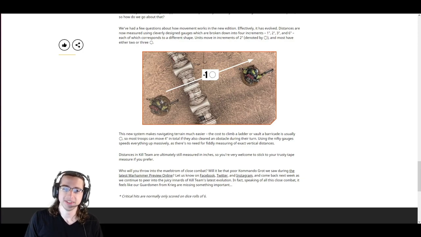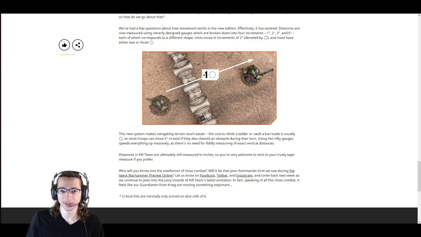And then, of course, it says distances in Kill Team are ultimately still measured in inches, so you're very welcome to stick with your trusty tape measure if you prefer. So everyone out there who's freaking out about these gauges, are they proprietary? What's going on here? The measurements are still in inches. You can still use your tape measure. You don't have to. If you're not going to pick up the starter box, you're not going to have to go and buy the measuring tool separately or anything like that.